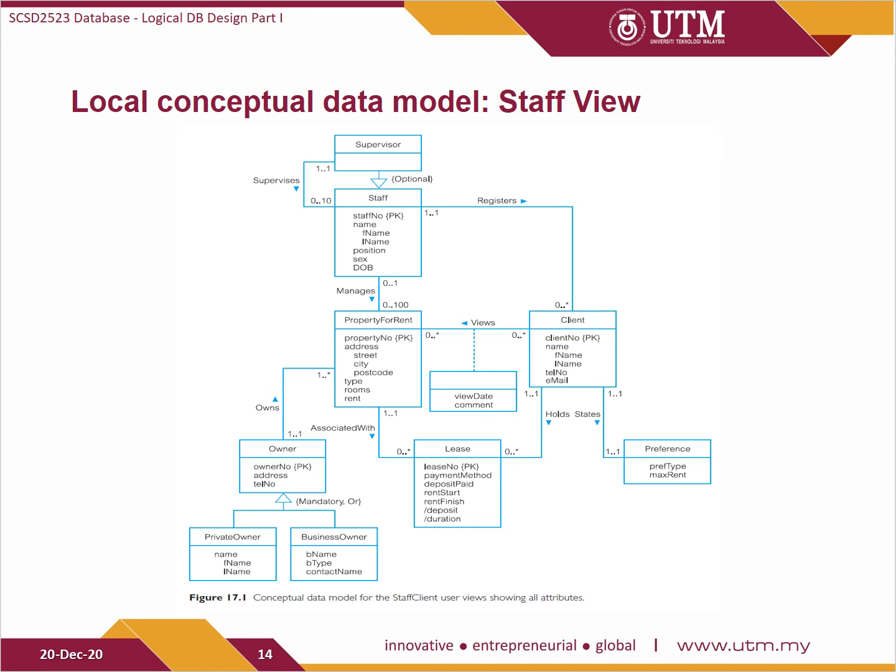This figure shows the conceptual data model for the staff and client user views, with all the attributes. Staff with the attributes of staff name, position, sex, and DOB. And then for client, you have client name and email.